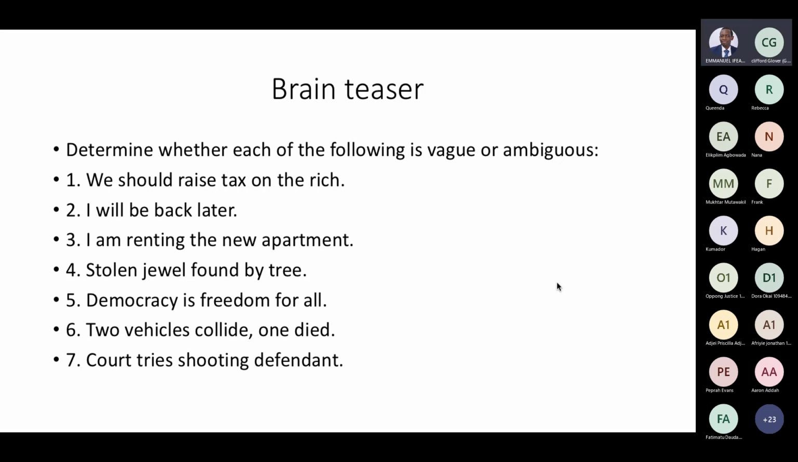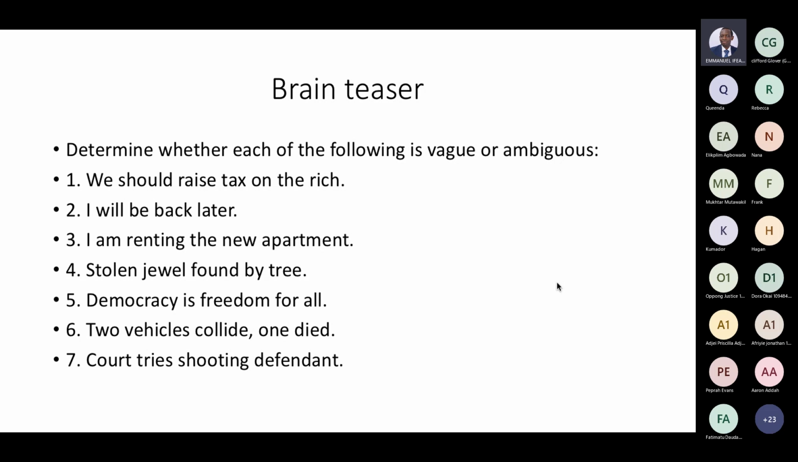I'm renting a new apartment. Now, when you say I'm renting a new apartment, it's not clear whether I am renting it from someone or I'm renting it to someone. So it has two possible meanings, and both of the meanings are legitimate. So that means it's ambiguous. Stolen jewel found by tree. Now, it's not clear whether it was found beside a tree or that it is actually the tree that found it. So that makes it ambiguous.